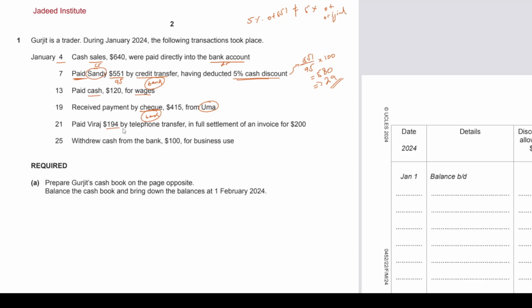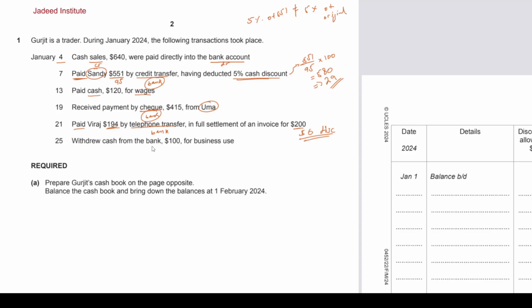Paid Viraj $194 by telephone transfer. What would that be? Now, telephone transfer can't go into cash, right? So it's some sort of a bank payment, okay? In full settlement of an invoice for $200. So you can tell that's what's paid and that's what the invoice was. So that tells us $6 is discount, of course. We can decide whether it's discount received or allowed later on.